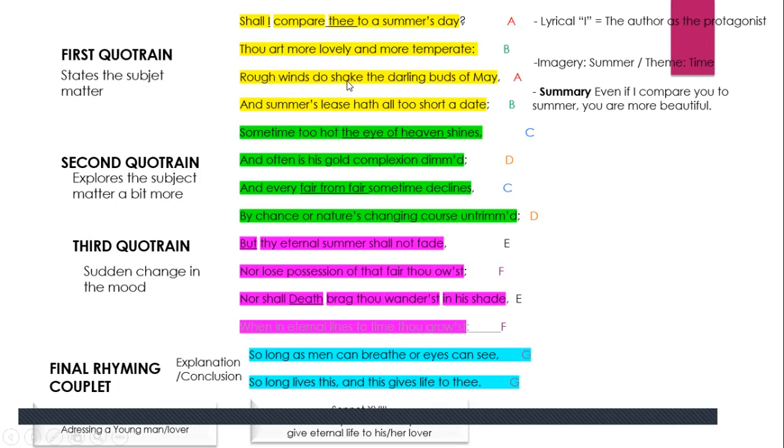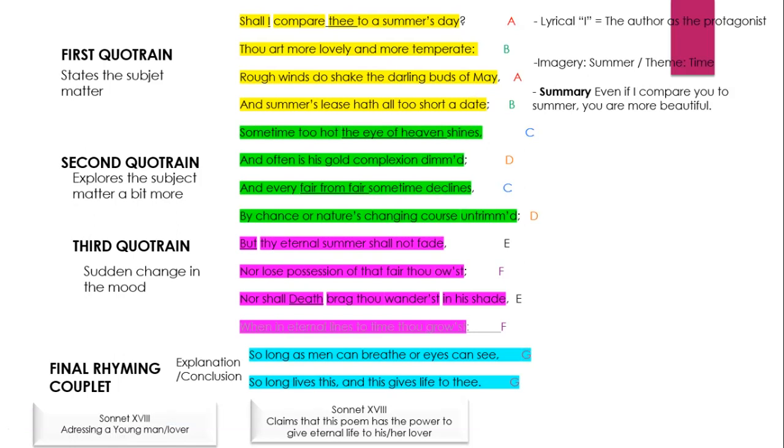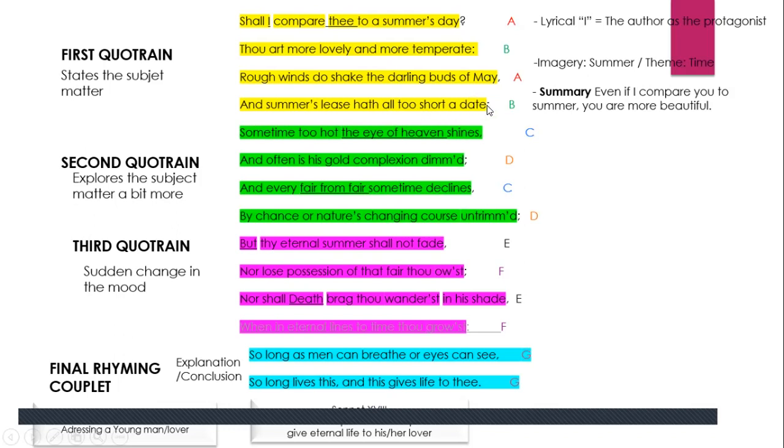Rough winds do shake the darling buds of May. So the winds shake the buds, like the buds of spring, because May is associated with spring in the north. So this idea of fragility, that a wind comes and the buds fall from the tree. And summer's leaf had all too short a date, and the contract of summer is very short. It only lasts for 3 months and it's over.